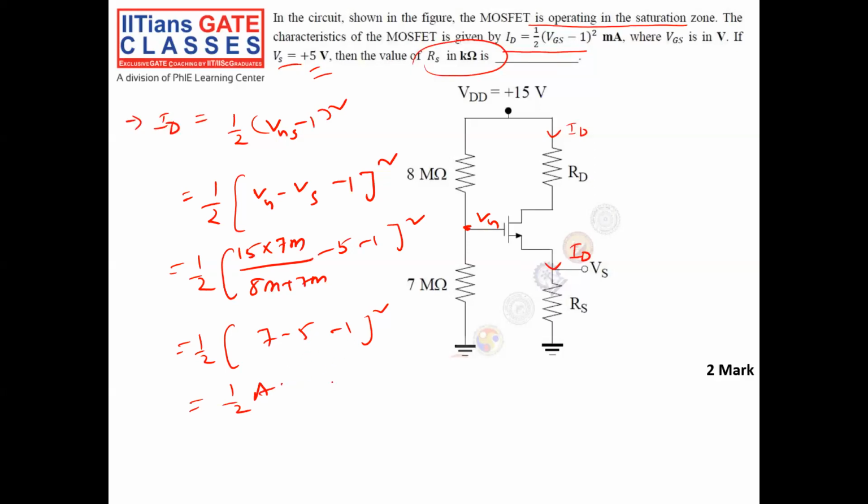This is my ID. Now what is RS? RS is equal to VS by the current ID. VS is given as 5 volt divided by ID, which is half ampere. So we get 5 by 0.5, which is equal to 10 ohm. So the RS has to be 10 ohm in order to make my VS 5 volt. Simple, easy question, 2 marks. You have to put ID in this equation. Okay, let's see the next question.